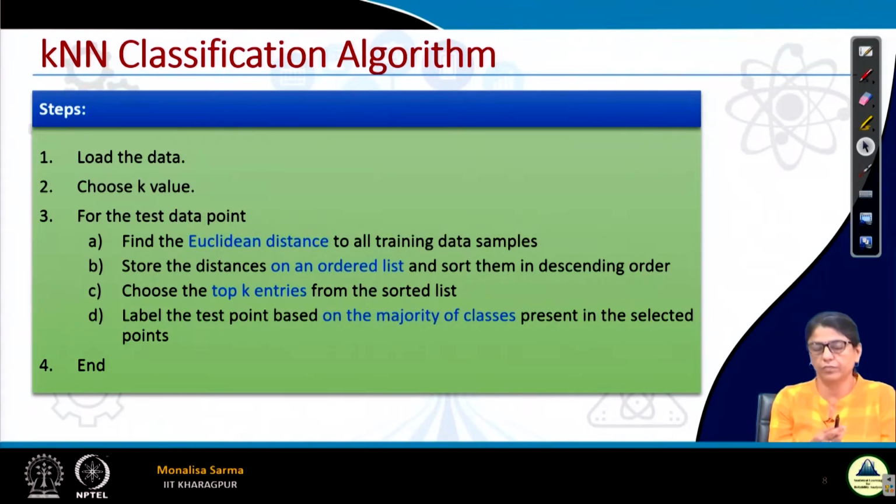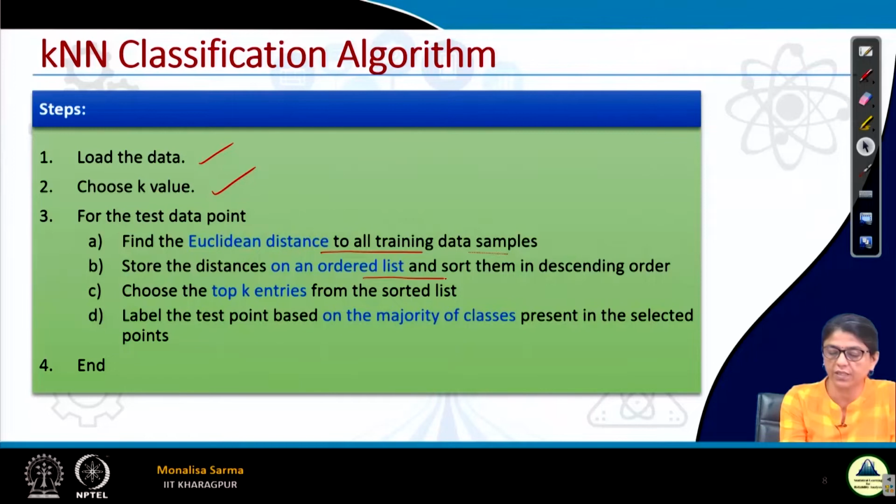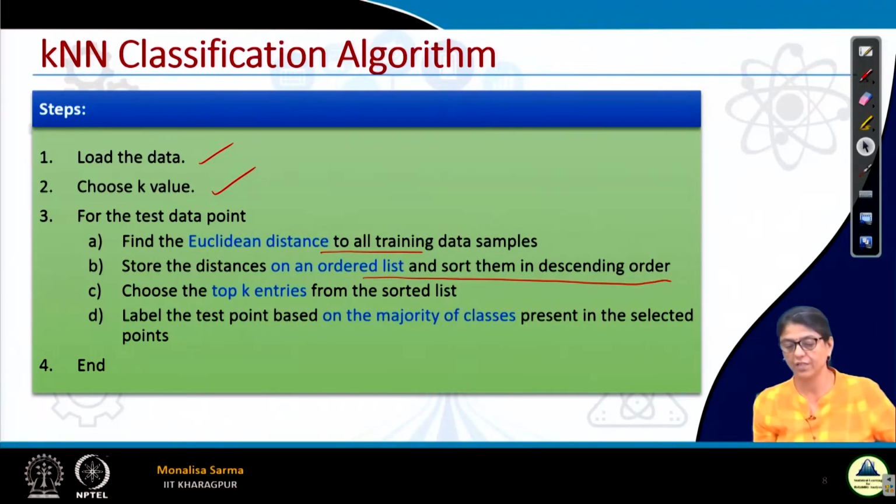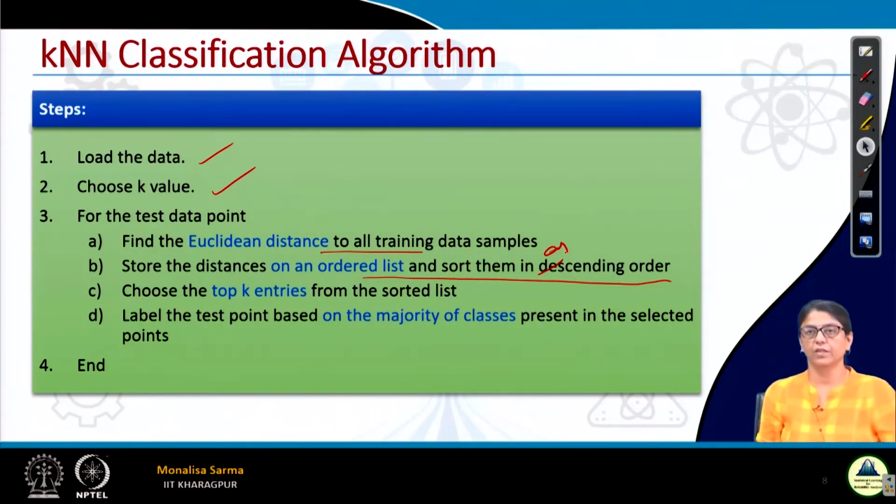So, that is the step, basically. Now, if I write down the steps, first is load the data and choose the k value. How to choose the k value, I will come to that. Now, for the test data point, find the Euclidean distance to all training data samples. We have done that. Store the distances in an ordered list and sort them in descending order. Sorry, that is a mistake here. It is not descending order, it should be ascending order. Okay. We will store them in ascending order.